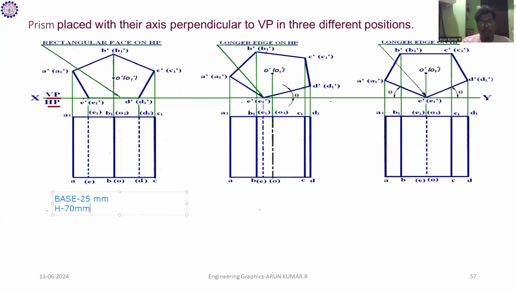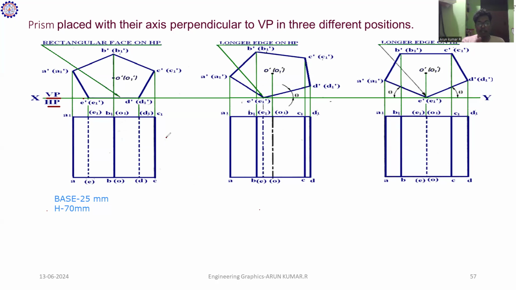These are the parameters I have to take to proceed with the pentagonal prism. First of all, I have to construct the 25 mm length of the face. The condition given is for the position of the solid: the rectangular face is on HP. There are five rectangular faces in a pentagonal prism.